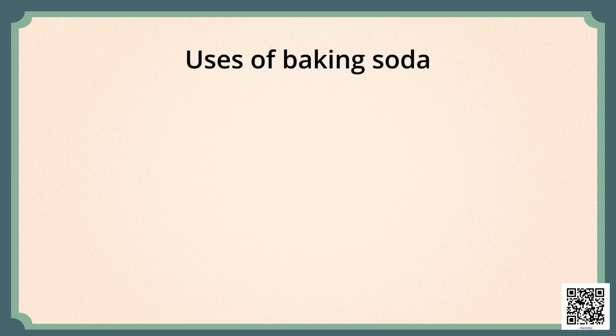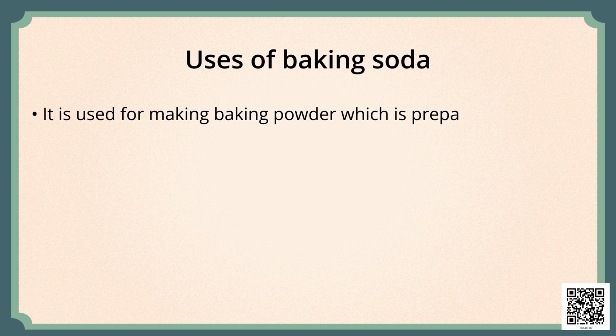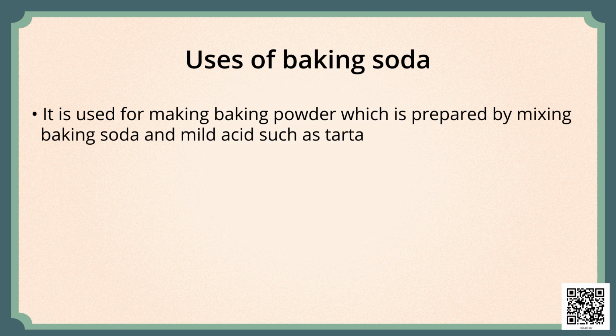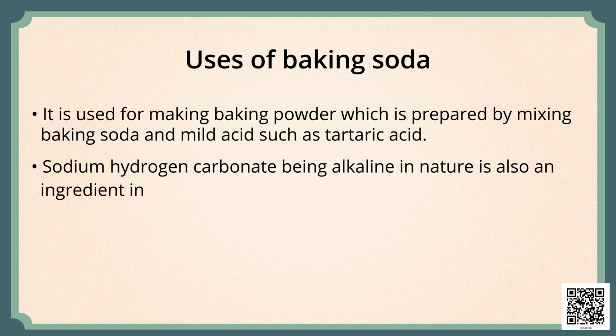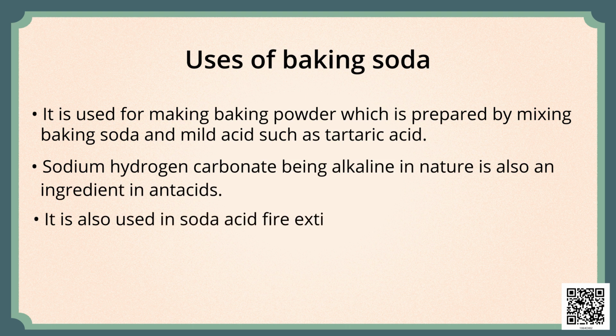Uses of baking soda. It is used for making baking powder, which is prepared by mixing baking soda and a mild acid such as tartaric acid. Sodium hydrogen carbonate, being alkaline in nature, is also an ingredient in antacids. It is also used in soda acid fire extinguishers.